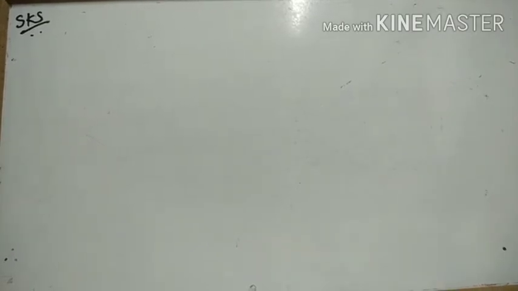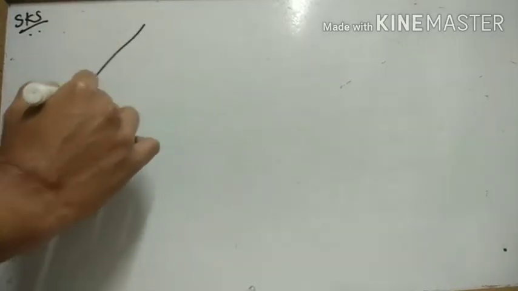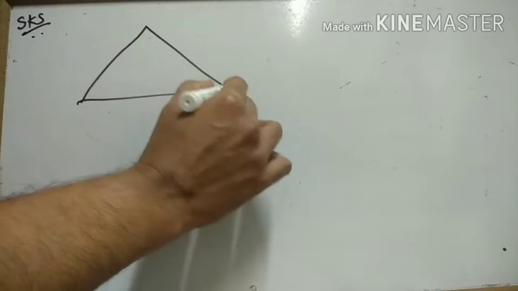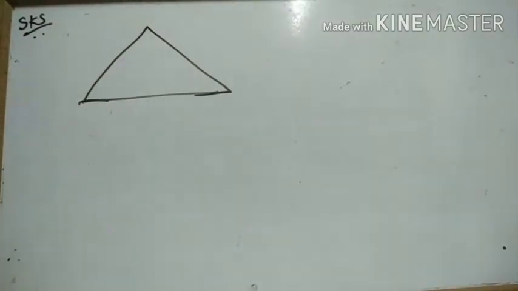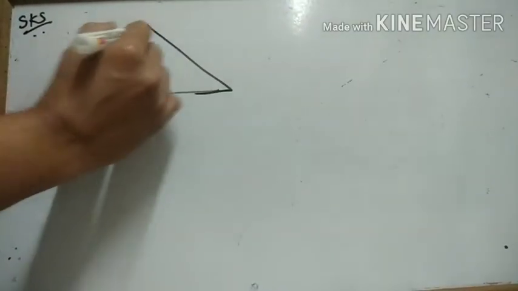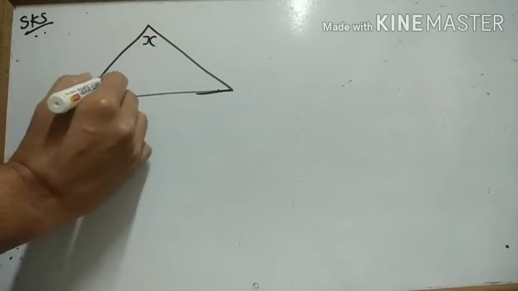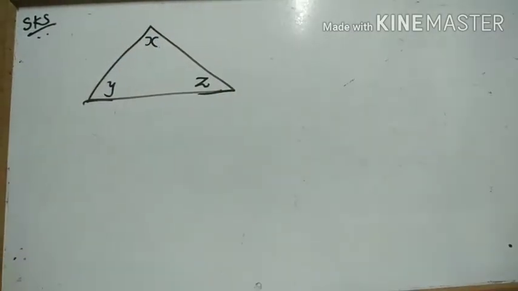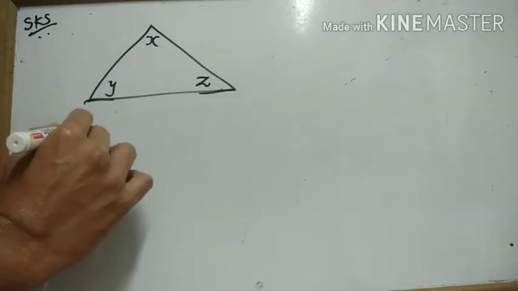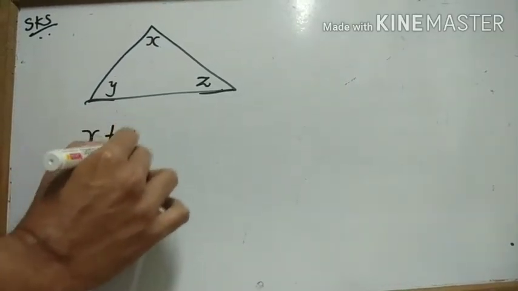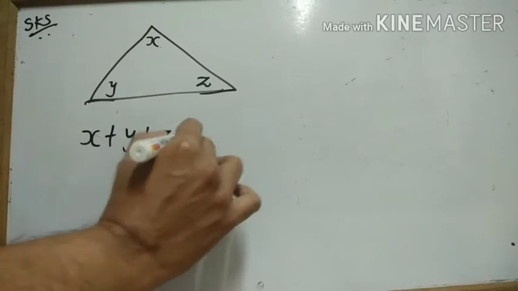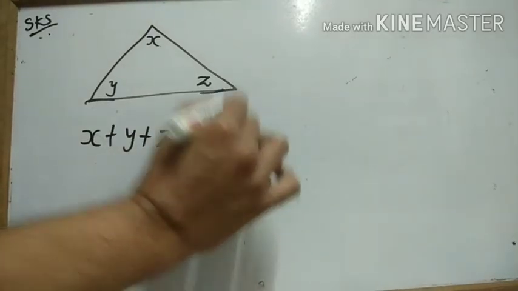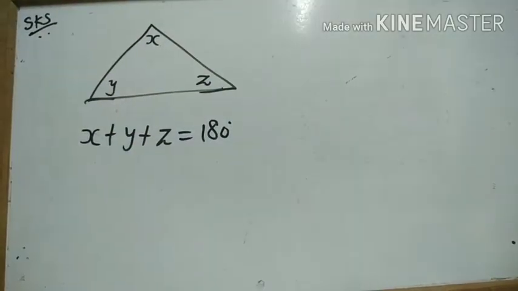In today's session we are going to see something very interesting. Before I go on to the new session and the new concept, let us revise few older concepts. I have drawn a triangle on the board. I am marking its interior angles as x, y and z. If you recall the property, sum of all angles of a triangle is 180, so x plus y plus z will be equal to 180 degree.